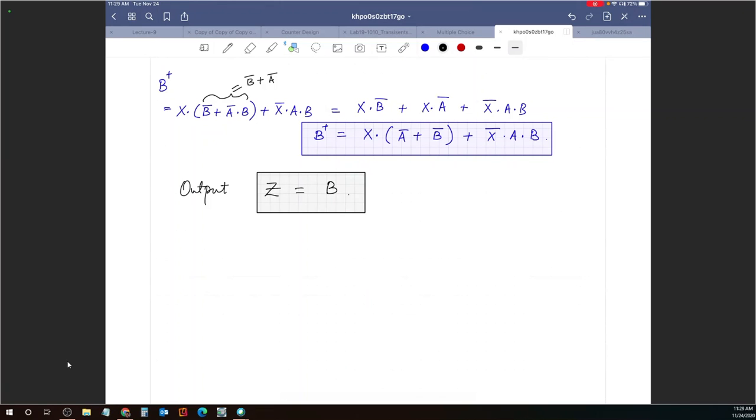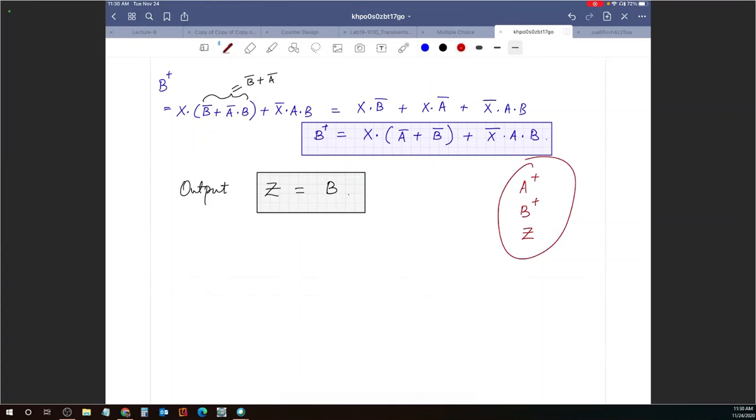Could we have just used K-maps when it was in SOP form? Yes, you could have used K-maps as well. You're absolutely right. Now, I hope you guys are okay with the three things that we did here. One, write an expression for A plus. Second, B plus, and output Z, right?